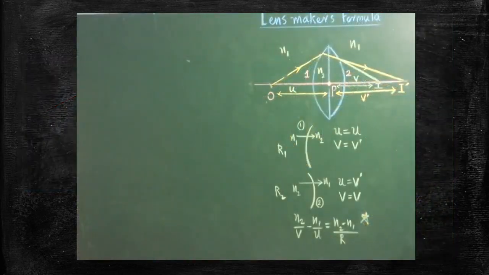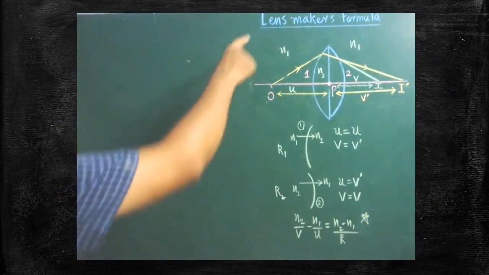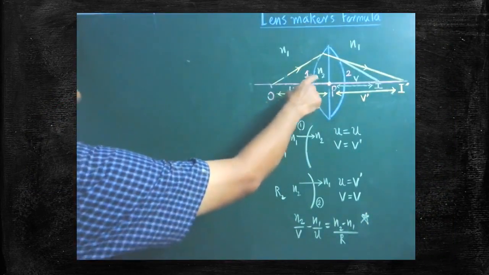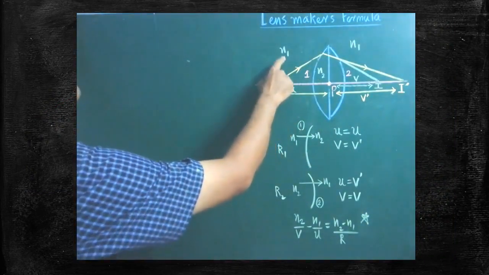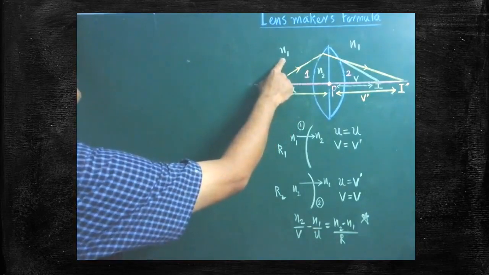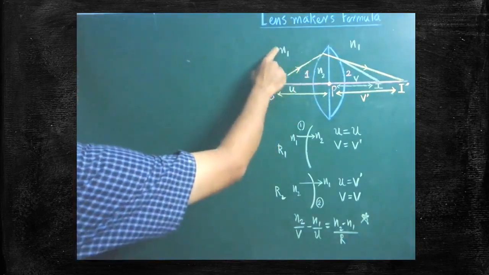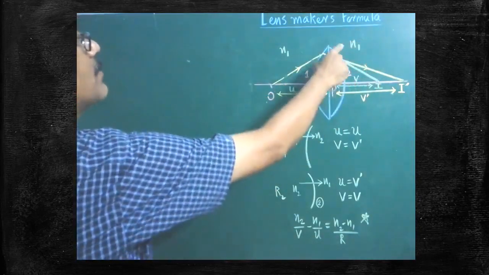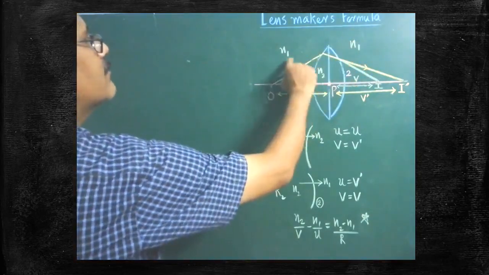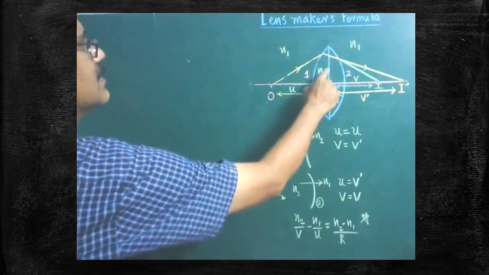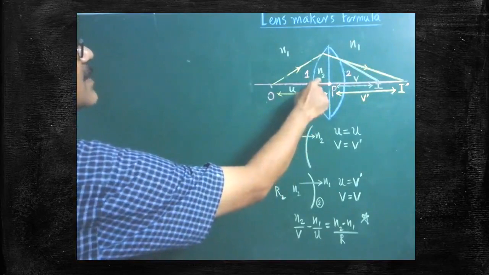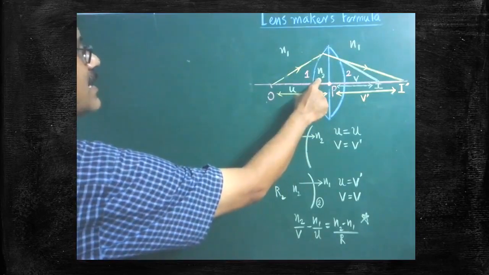Now we are going to start the derivation of the lens maker's formula. Just in front of the lens, the refractive index is N1. This portion is occupied by air. There also this portion is occupied by air. Therefore, both refractive indices are the same. This lens portion is made up of glass. Therefore, its refractive index must be taken as N2.